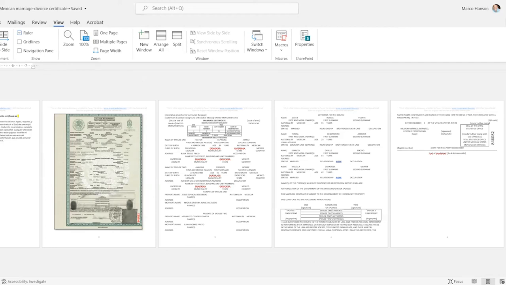But everybody makes mistakes once in a while, and you just want to try to catch your own mistakes as much as possible to avoid inconvenience and embarrassment for everyone involved. So that concludes our translation of a marriage certificate.